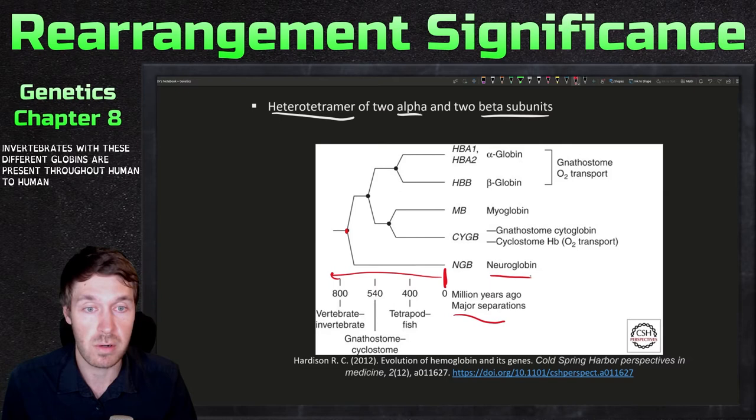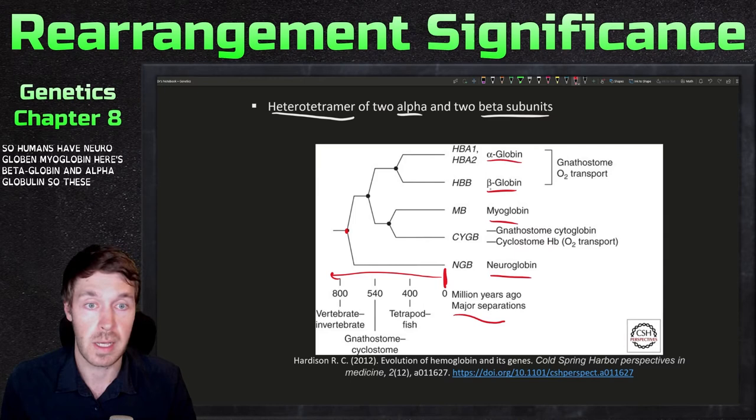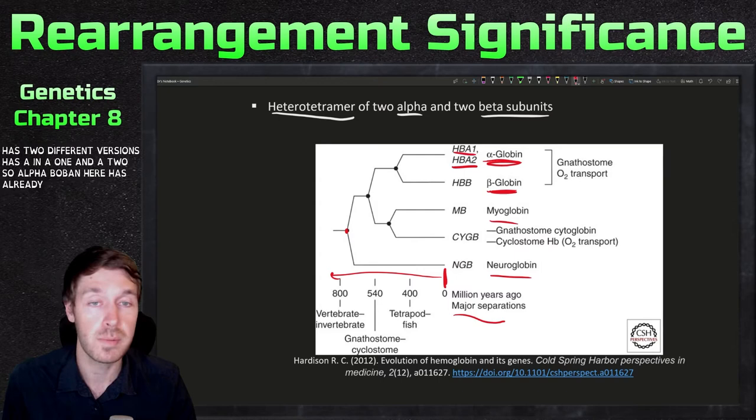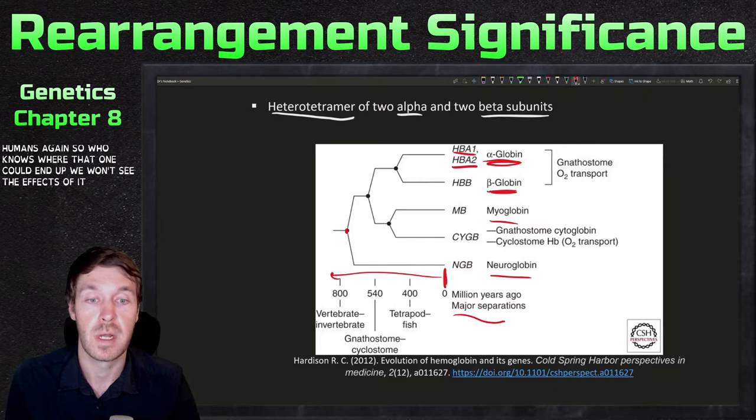So humans have neuroglobin, myoglobin, here's beta globin and alpha globin. These two, again, are important for transporting oxygen, of course. Alpha globin even has two different versions, an A1 and an A2. So alpha globin here has already been duplicated in humans again. Who knows where that one could end up? We won't see the effects of it. Remember, this is millions of years here: 0, 400, 540, 800 million years. It doesn't take place over one generation.